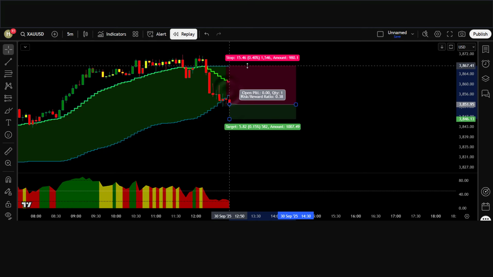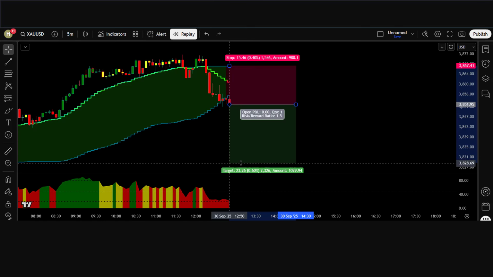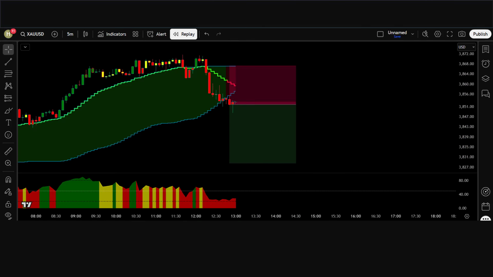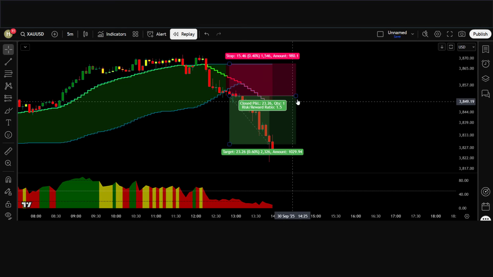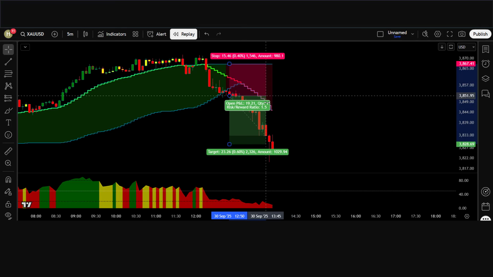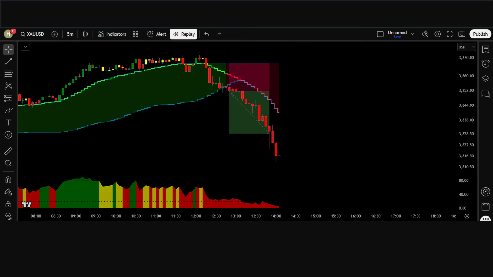Place your stop loss at the AI upper channel. With a 1:1.5 risk-reward ratio. The market has completely hit the target. Now let us understand long position.